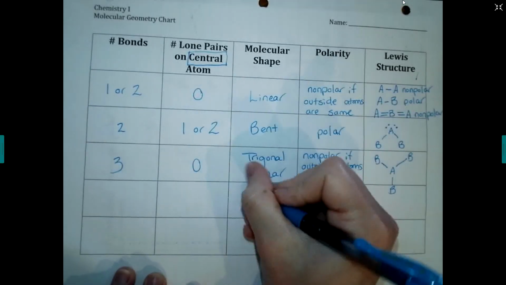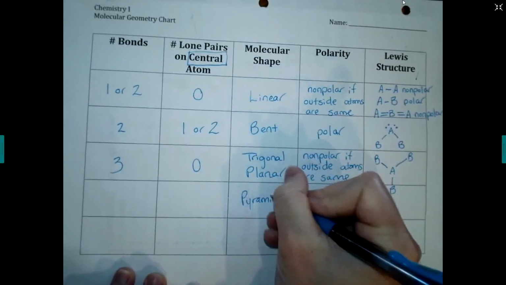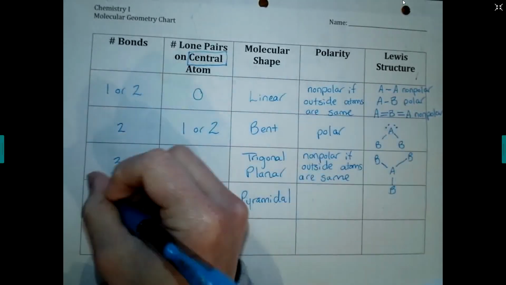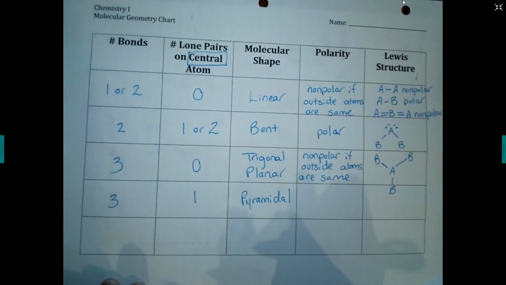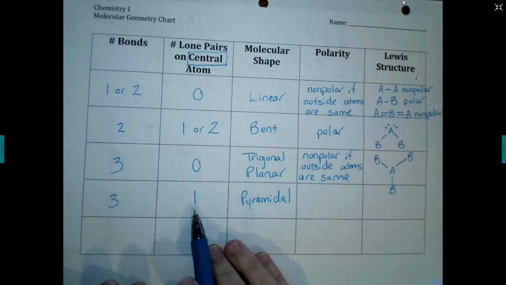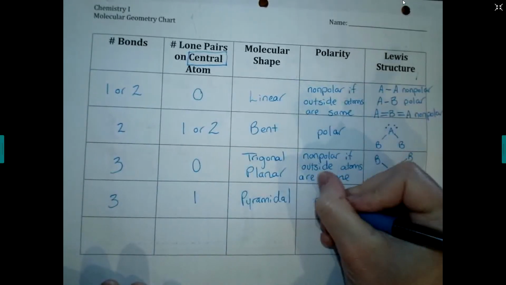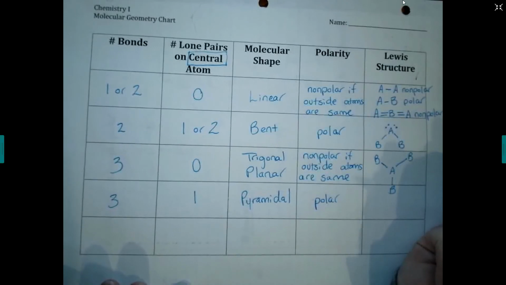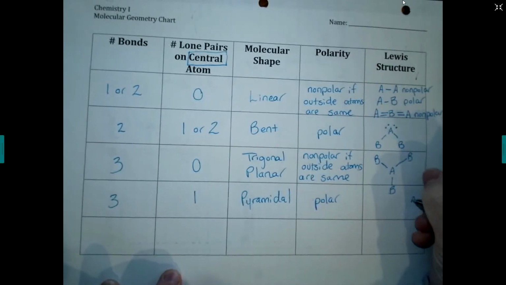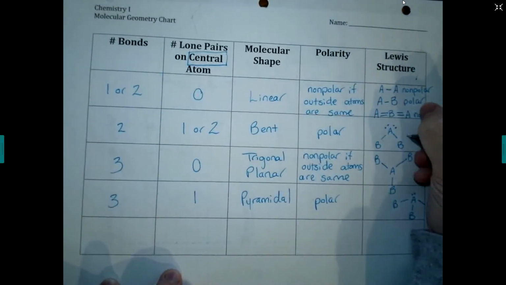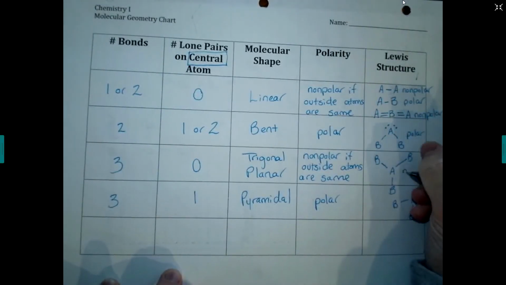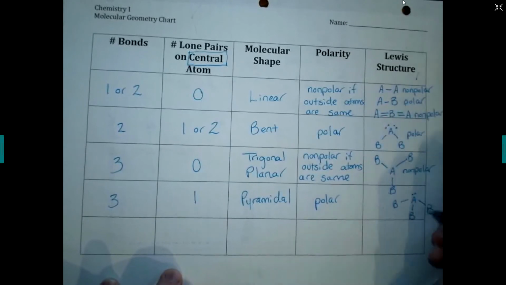The next shape is pyramidal. That's when you have 3 bonds, but the central atom has 1 lone pair. Just like bent, since there's a lone pair on the central atom, they are always polar. And that's going to look like this. So I should probably recap. This is polar, this is nonpolar, this is polar.